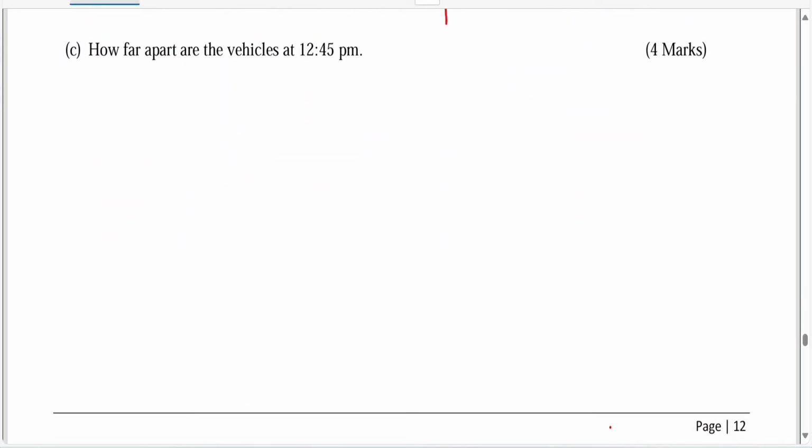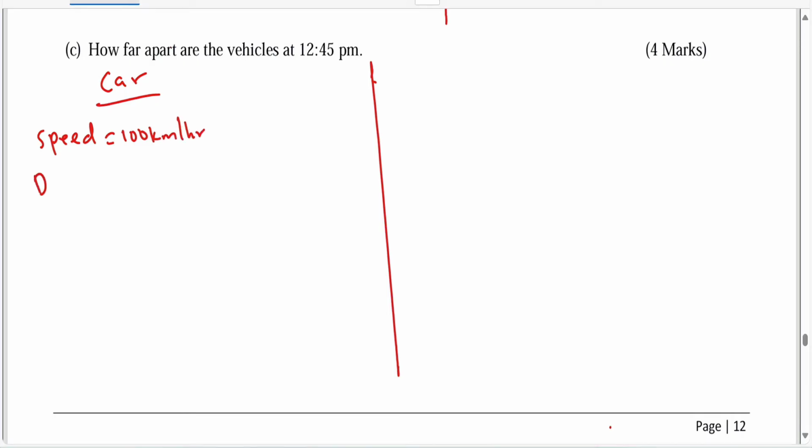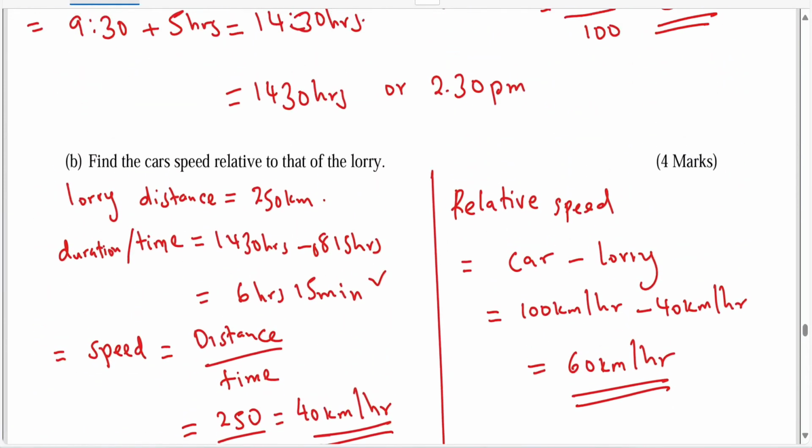Question C, it says how far apart are the vehicles at 12:45 p.m.? So let's first find the car's, and find the lorry's later. So the car, the distance, we don't know. We know the speed of the car. The speed of the car is 100 kilometers per hour. And the duration or the time, we also can find it out because you know that the car left there at around 9:30.